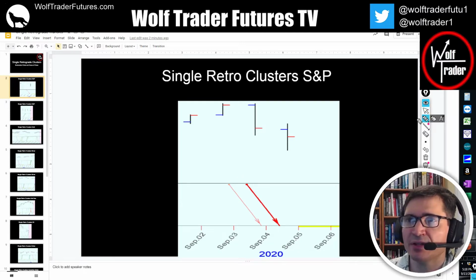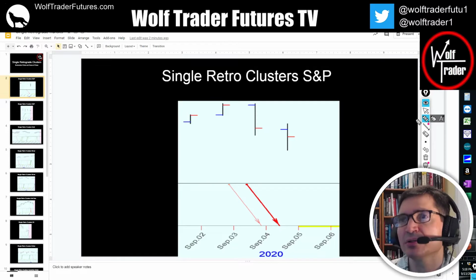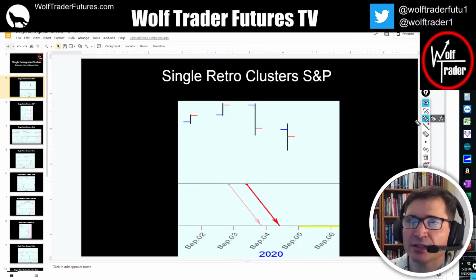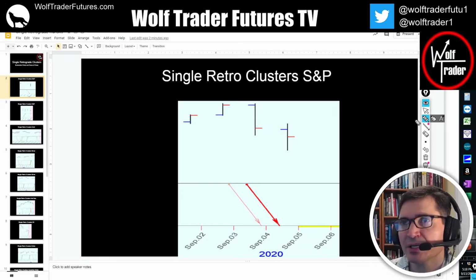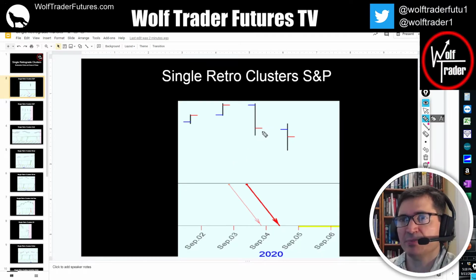I feel like we have enough transits on all the other charts, general combined transits, the planetary speed index, CAT. This is just looking at retrogrades, okay, just to clarify. So this is the S&P. I'm going to show you some examples, by the way. This is the S&P of single retrograde clusters.